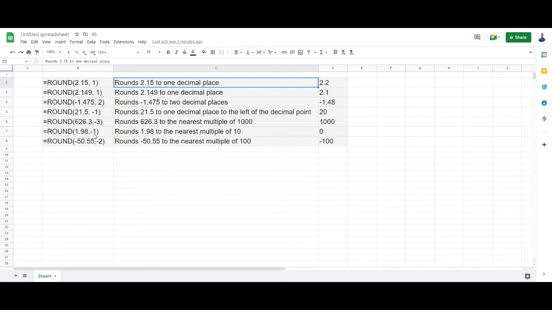Okay, so this one again, negative 1. So closest to the 10, but since it's only 1.9, then the closest will be 0. And this one, because it's closest to the 100, it will go up to a minus 100. So with ROUND, not only can you round by decimal, you can also round to the nearest 10, hundreds, or even thousands.